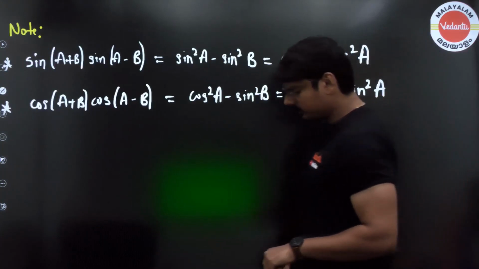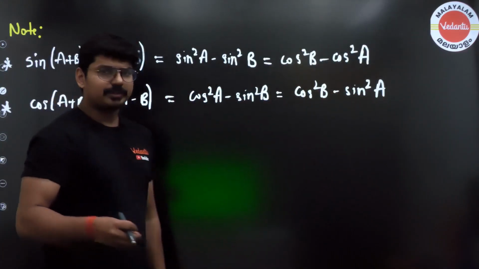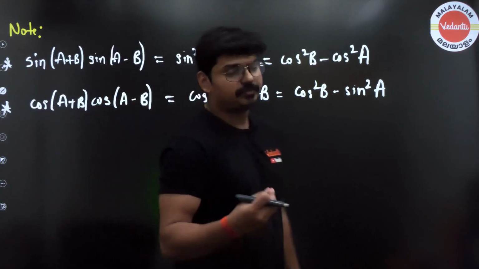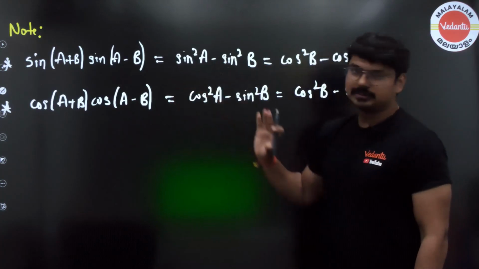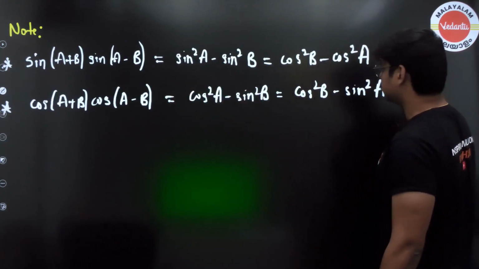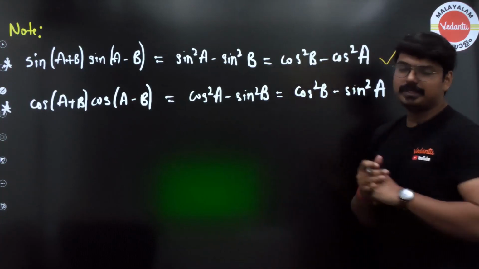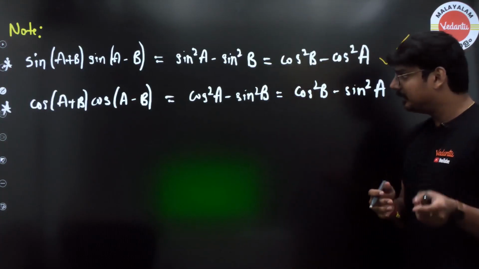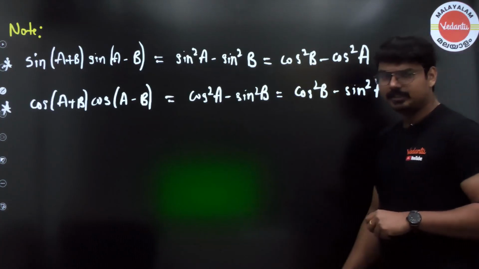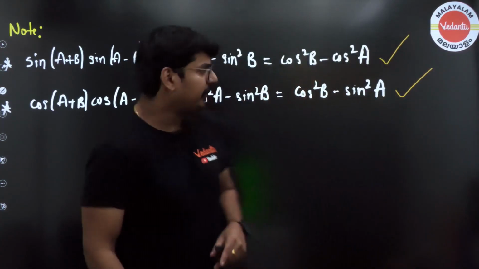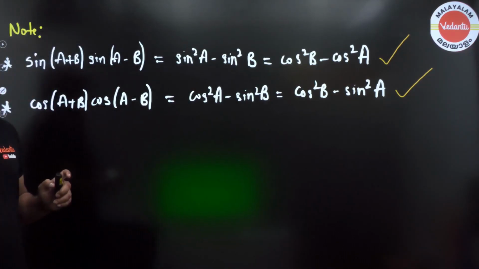Now, based on these compound angle formulas, there are certain important results which you have to definitely remember. For example, the first result: sin of a plus b into sin of a minus b is sin square a minus sin square b, or cos square b minus cos square a. Similarly, cos of a plus b into cos of a minus b is cos square a minus sin square b, or cos square b minus sin square a. So I hope this is clear for you.